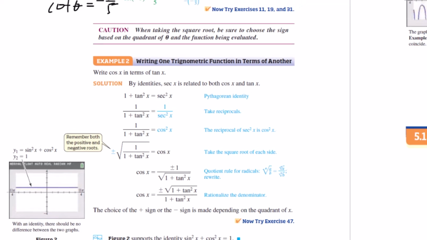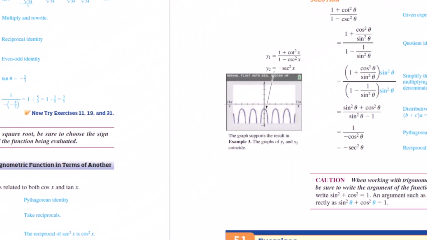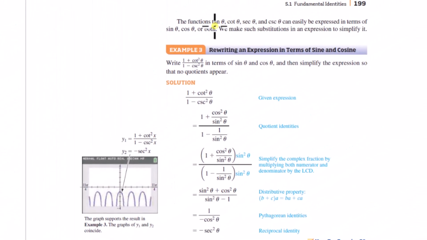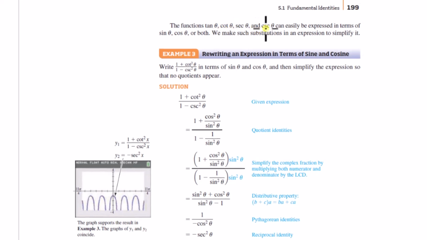All right. The functions tangent theta, cotangent theta, secant theta, and cosecant theta can easily be expressed in terms of sine, cosine, or both. So it makes sense that you can express tangent as a function of just sine, cotangent as a function of just sine or cosine, or a mixture of both, whatever. So they give an example here.